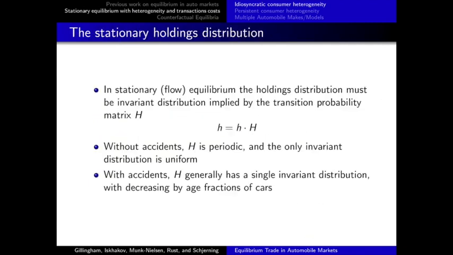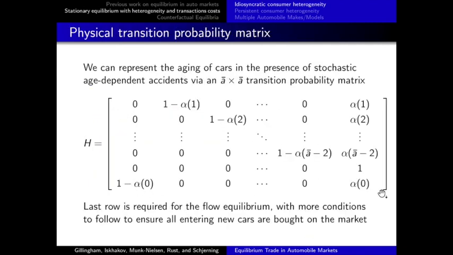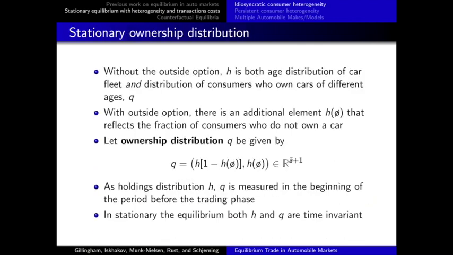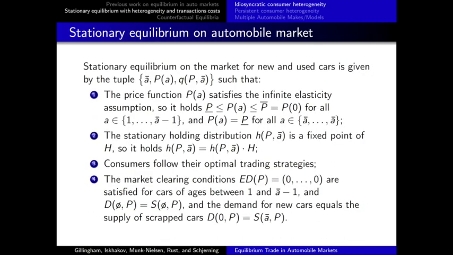Where do we impose that? That was the last row here in the H matrix, okay? The flow equilibrium condition. So that's pretty much the stationarity of the stationary equilibrium on the automobile market. It has this feature, okay?